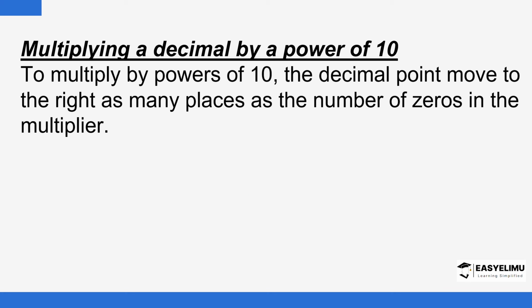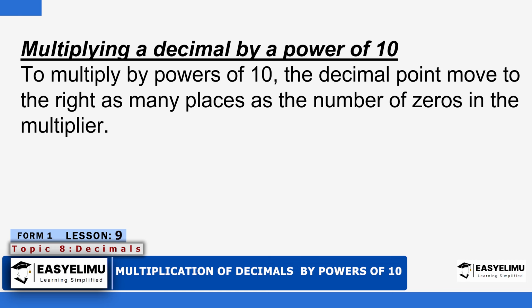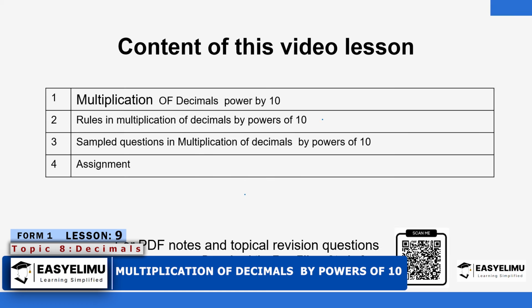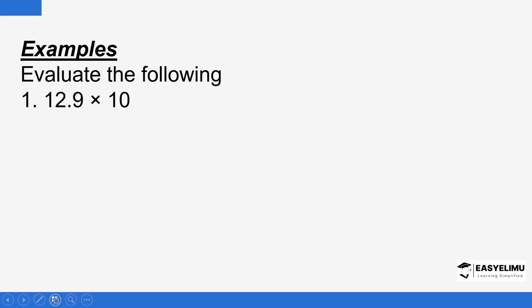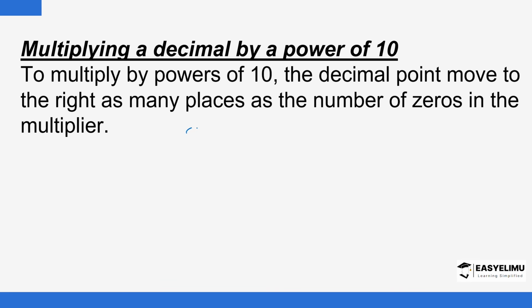There is a rule that is applicable when it's about multiplication of decimals by powers of 10. When you are multiplying a decimal by a power of 10, the decimal point moves to the right as many places as the number of zeros in the multiplier. You're going to see how that is applicable. For example, let's say you have 2.134, then you are multiplying by 100.